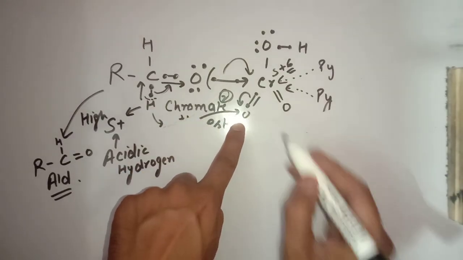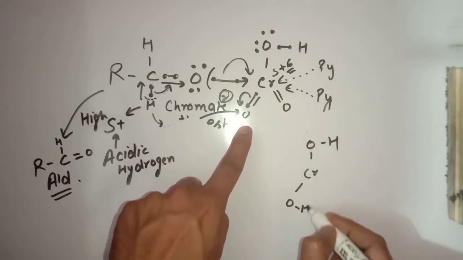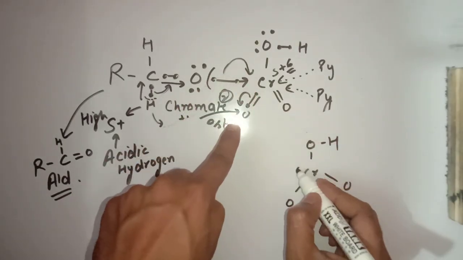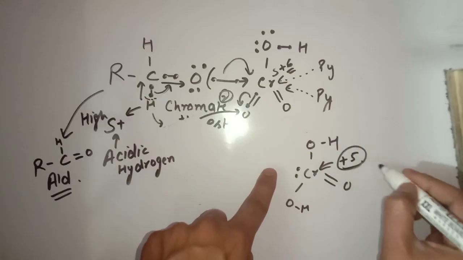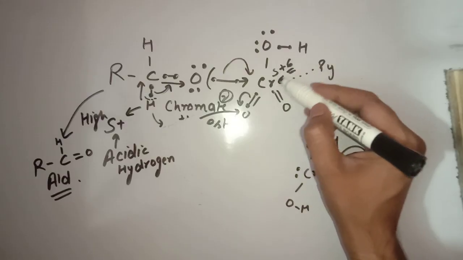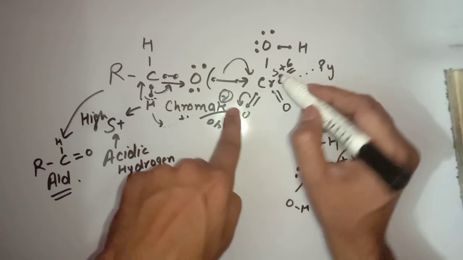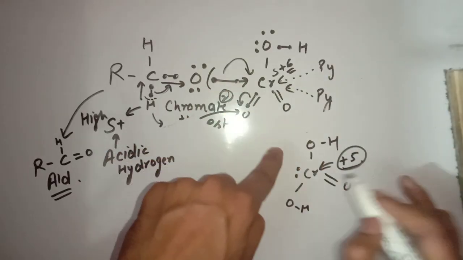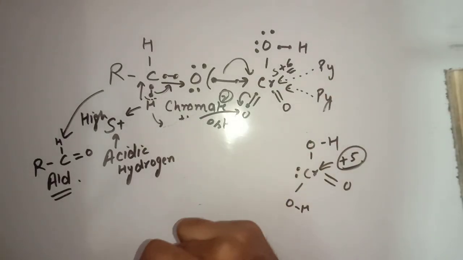If H is attacking here, so next condition will be this, and electron will be shifted from here to chromium. Here chromium will have +5 oxidation state. You can check, right now it has +6. So when it loses electron completely toward oxygen, still +6. At that time one more electron from oxygen side is coming toward chromium, so +5. Means from +6 to +5 oxidation state will change of chromium during this process.